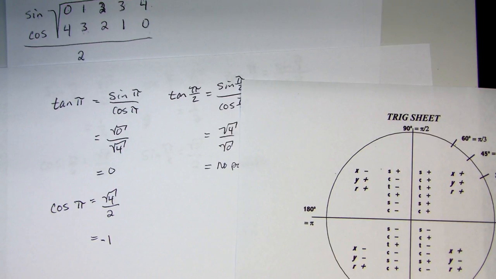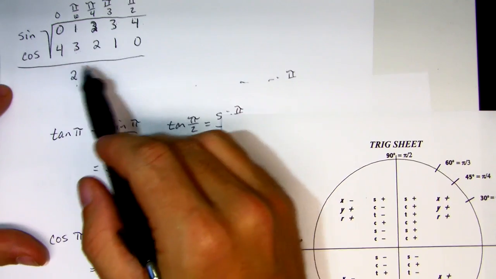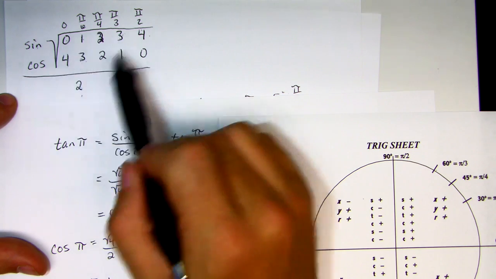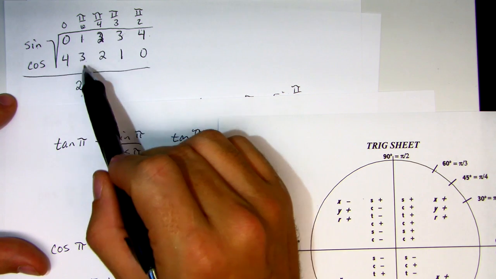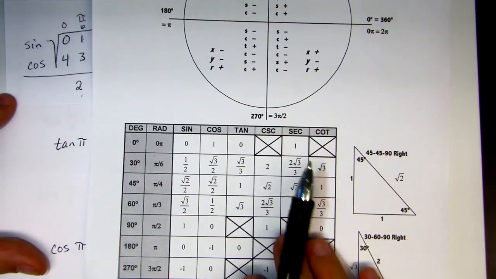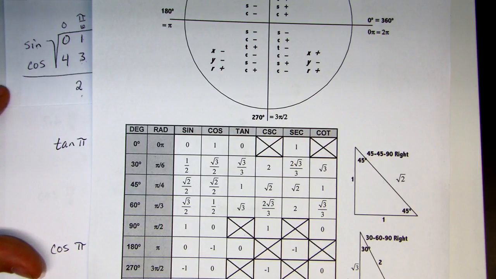Okay, well, I hope this helped you. You can always replay this to figure out if anything went too fast, and practice drawing your little cheat here and practice filling in your trig sheet. Thank you.